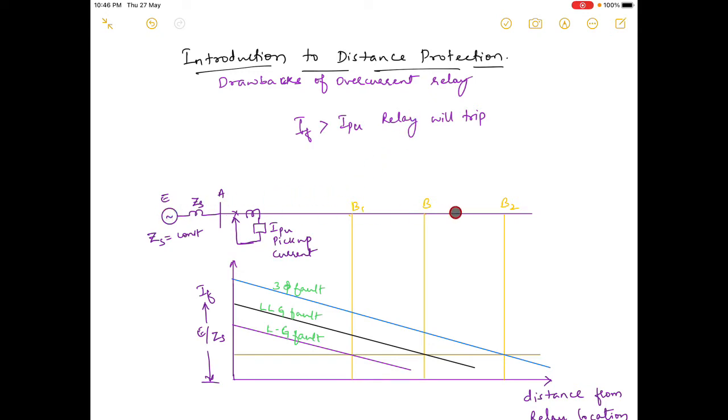So here is a transmission line. We have a source E, producing E voltage, and it also has ZS, that is its own source impedance, which is constant. We have considered it as constant, and this is bus A. Of course this is a single line diagram, but this is a three phase line, and we have a current transformer.